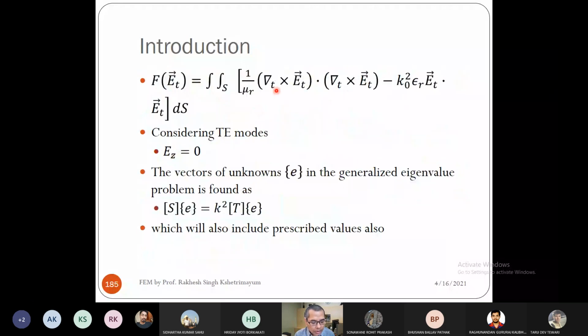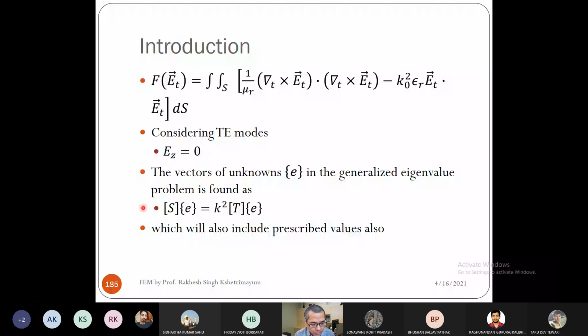The only difference you can see here is that del has been replaced by del t, and E has been replaced by ET, because we are considering 2D analysis of the waveguide. In that case, we are considering only the transverse components of the fields. So we are confined to the XY plane. We are not considering the Z axis. So del t would be purely in the XY plane, and ET will also be in the XY plane. If you consider TE modes, Ez is 0, the transverse electric field is perpendicular to the direction of wave propagation. Usually we consider wave propagation along the z-axis. In that case, Ez would be 0.